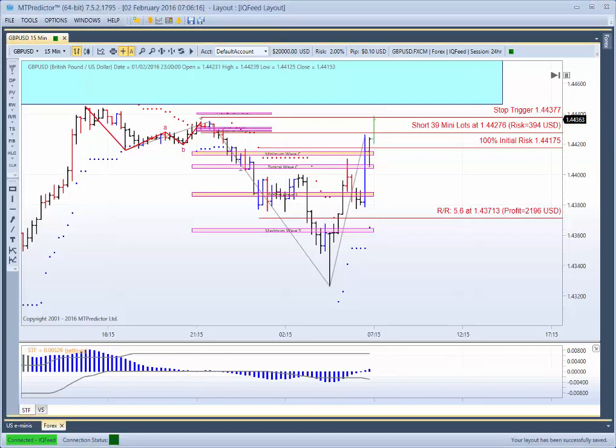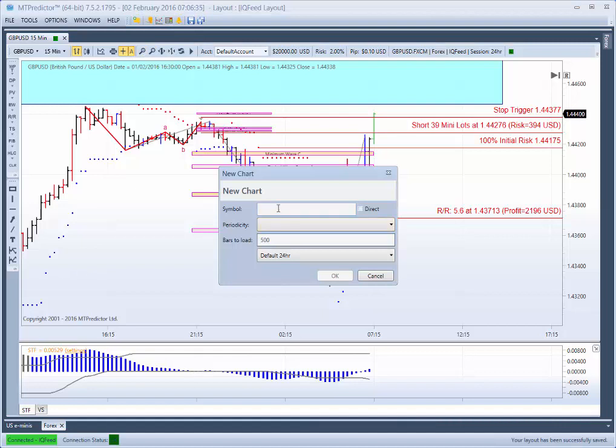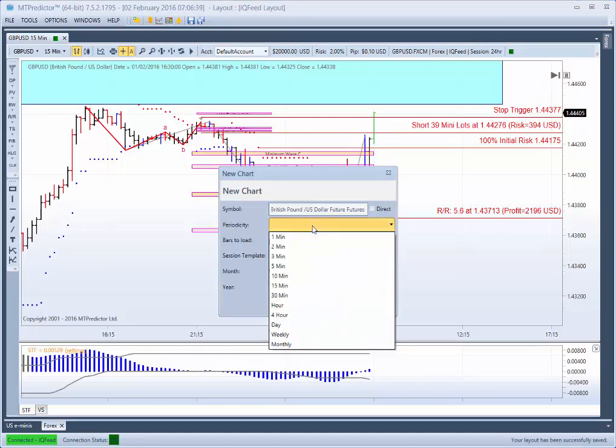As a PS to this video, maybe you don't trade forex, but you still trade currencies, and you look at what we call the 6s, the 6A, 6B, 6C. These are basically the futures of the currencies. So let's have a look at the 6B, which would be the future of the British pound US dollar. So we want the 6B, British pound US dollar future.